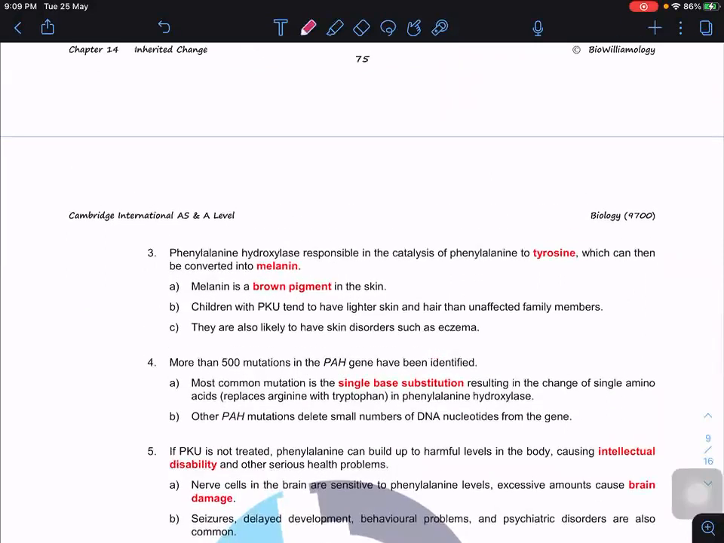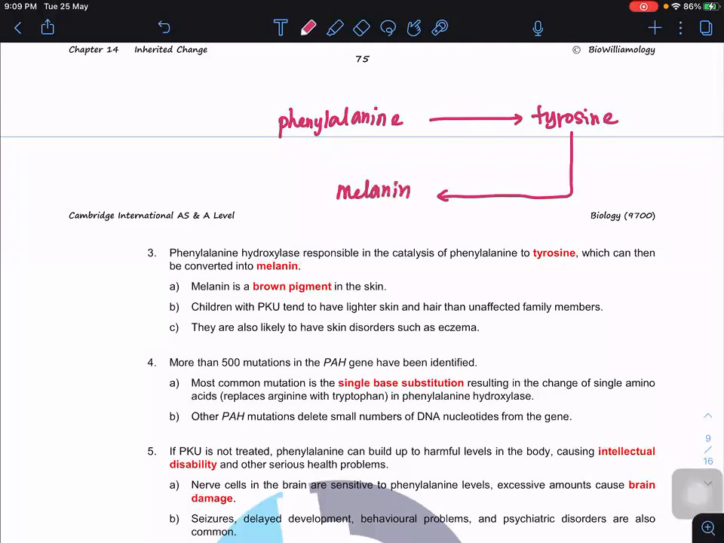If you look at this, we have phenylalanine. We want to convert phenylalanine into tyrosine. Tyrosine can be converted, in a pathway, to form melanin. Melanin is the pigment. What will happen here is, to convert phenylalanine into tyrosine, you need the enzyme called PAH.